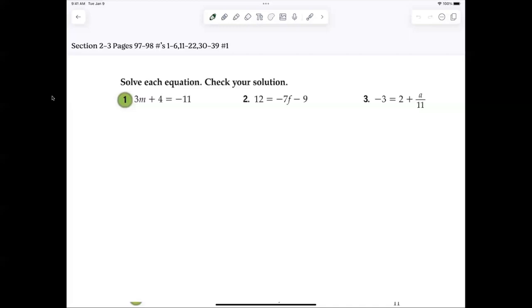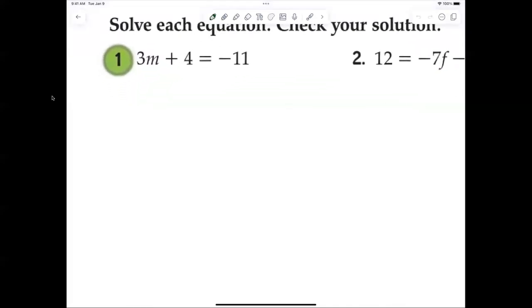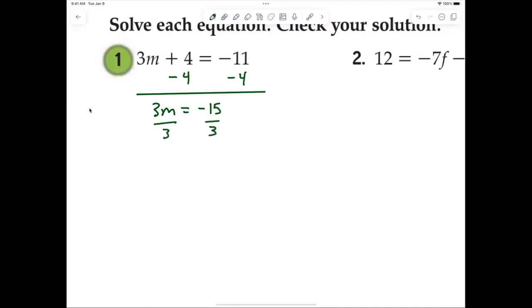All right, so here we go with number one. Now, my direction here is, again, we'll do the odds. And last year, I made you write out, because you were still little babies, I made you write -4, -4, draw a line underneath it. 3m equals -11 and -4 is -15. Then I said, divide by 3, divide by 3. M equals -5. Everybody's good with that?